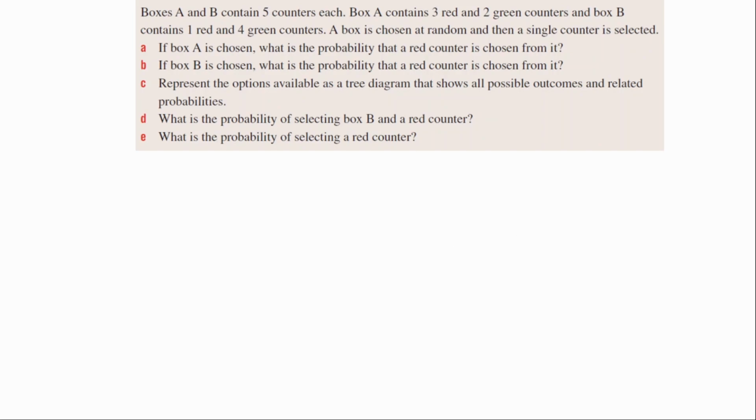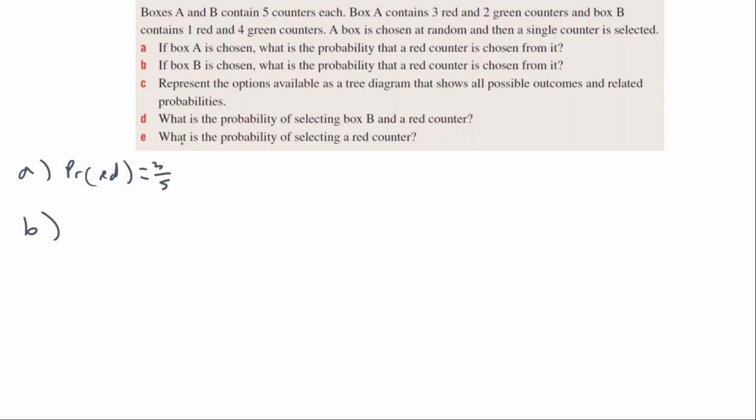Alright, so let's do this in order this time with question A. It says boxes A and B contain 5 counters each. Box A contains 3 red and 2 green, and box B contains 1 red and 4 green. So it's very similar to the one we just did. A box is chosen at random, and then a single counter is selected. If box A is chosen, what is the probability that a red counter is chosen from it? So in box A, there's total 5 counters, and 3 of them are red. So probability of red, that's going to be 3 out of 5 there.